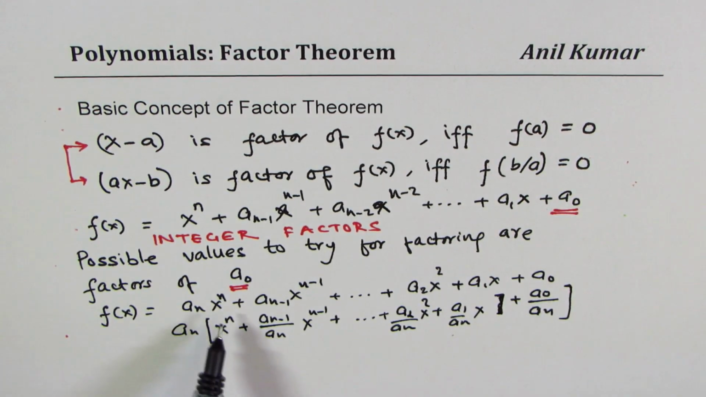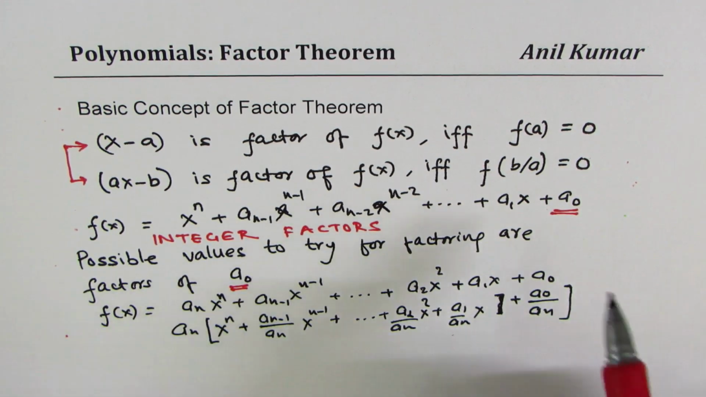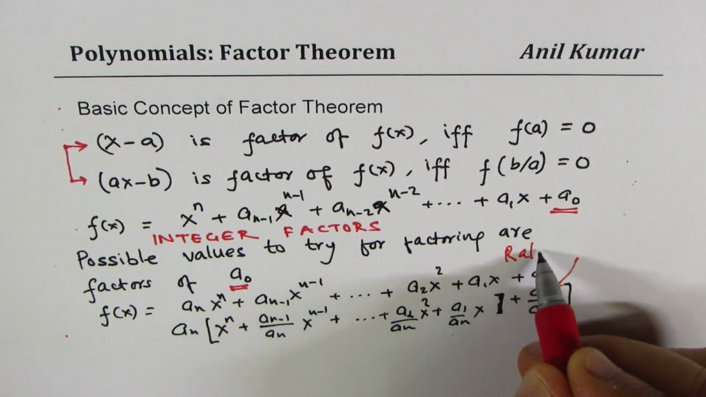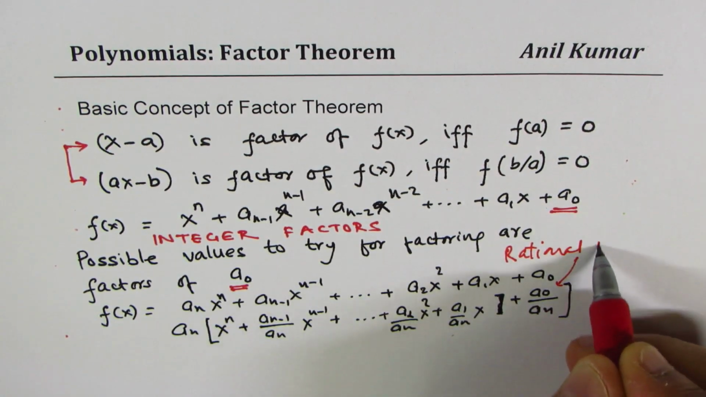Do you see, if I have a leading coefficient not equal to 1, then what we get here is a rational number.